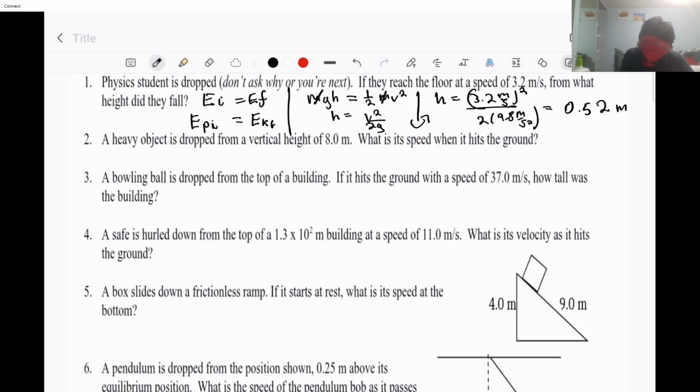So now the second question. A heavy object is dropped from a vertical height of 8 meters. What is the speed when it hits the ground? This time we're given the height, and now we have to find the speed when it hits the ground. So similarly, the initial energy should equal the final energy in the system.